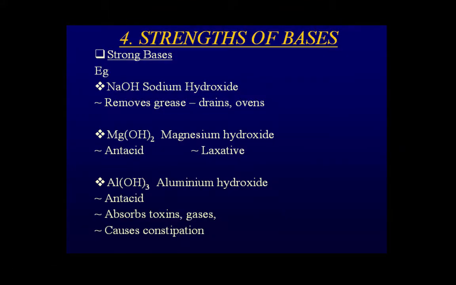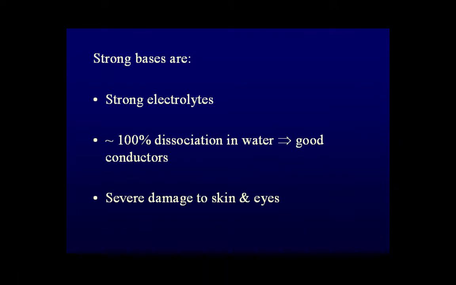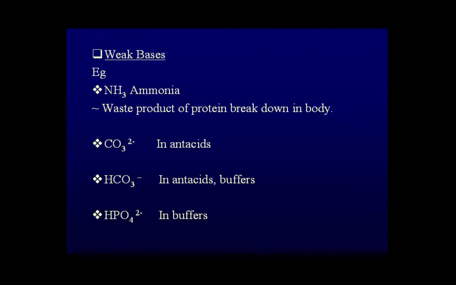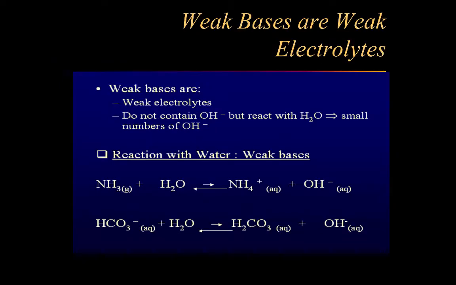All right, so strong bases are pretty much the same as a strong acid as far as definition. Some examples of strong bases would be sodium hydroxide, which we find in drain cleaner, magnesium hydroxide, and aluminum hydroxide. Remember that strong acids and strong bases are very good electrolytes, so that means that they're very good at conducting electricity in solution. And some examples of weak bases would be ammonia, HCO3- and HPO4.